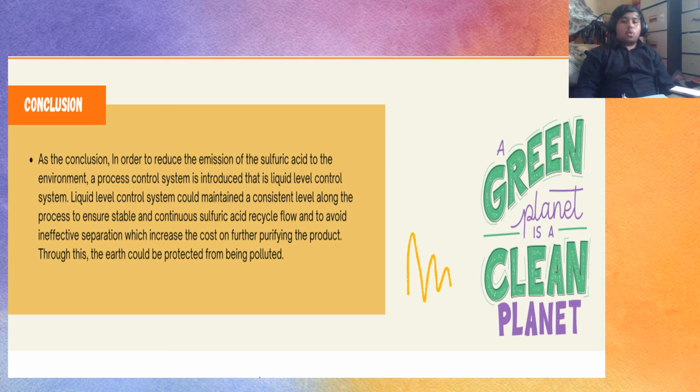In order to reduce the emission of sulfuric acid to the environment, a liquid level control system is introduced. This control system could maintain a consistent level along the process to ensure a stable and continuous sulfuric acid flow and to avoid ineffective separation, which increases the cost of further purifying the product. So in this case, the emission of sulfuric acid could be controlled and prevent the environment from being polluted. Thank you and good day.